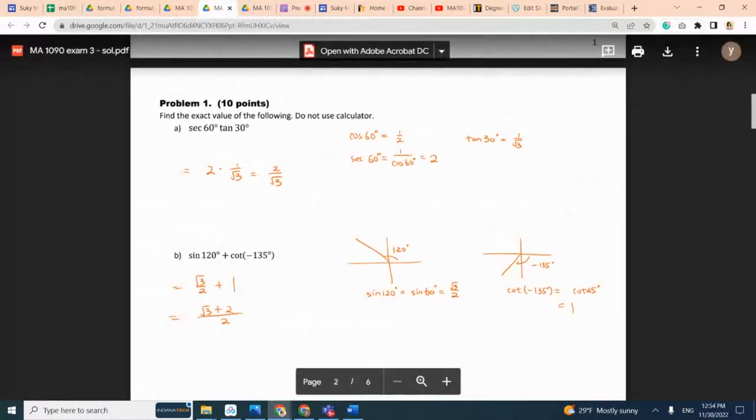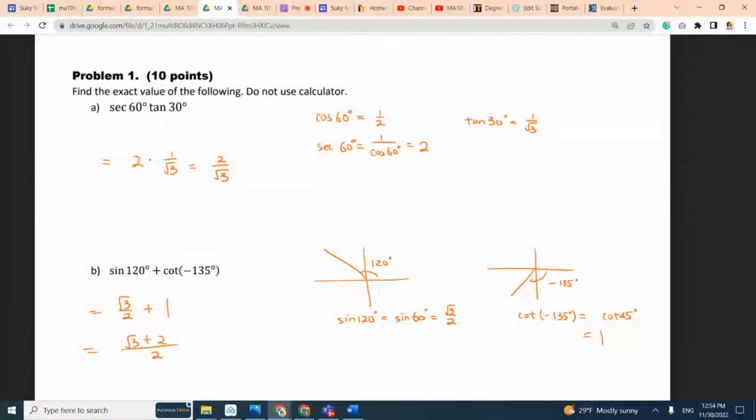So this is the first problem, right? We have secant 60 degrees times tangent 30 degrees, and secant 60 degrees is 2. Tangent 30 degrees is 1 over root 3. That's why you get 2 over root 3. Almost everybody got this problem right.